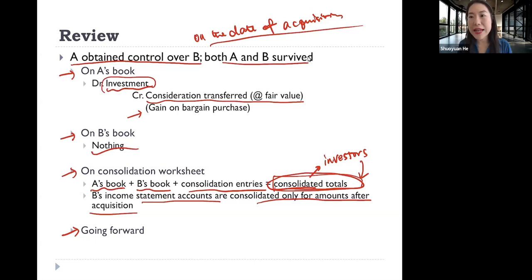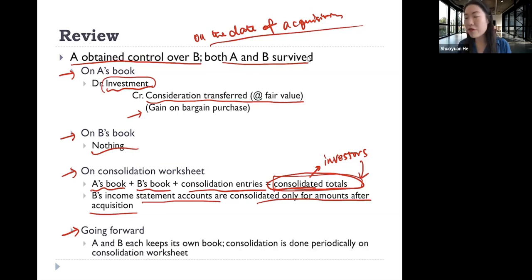So this is just day one of the acquisition. It hasn't earned anything yet. So we don't consolidate firm B's income statement on the date of acquisition. But we do need to consolidate part of firm B's income statement after the date of acquisition. And we're going to talk more about it in today's class.